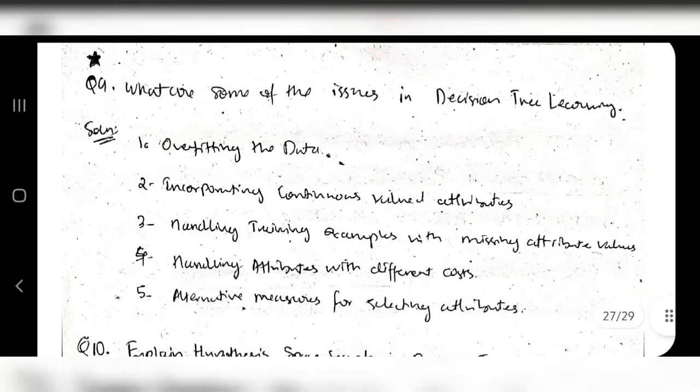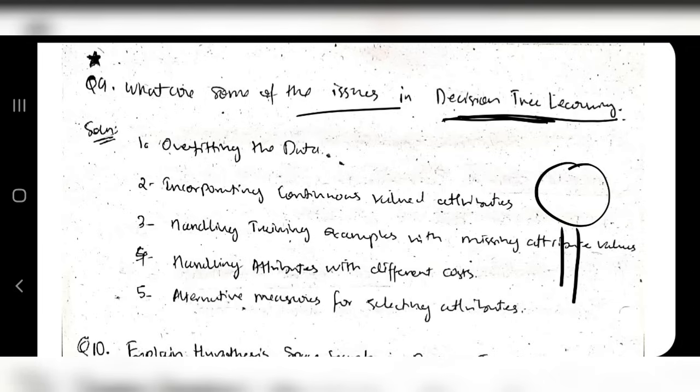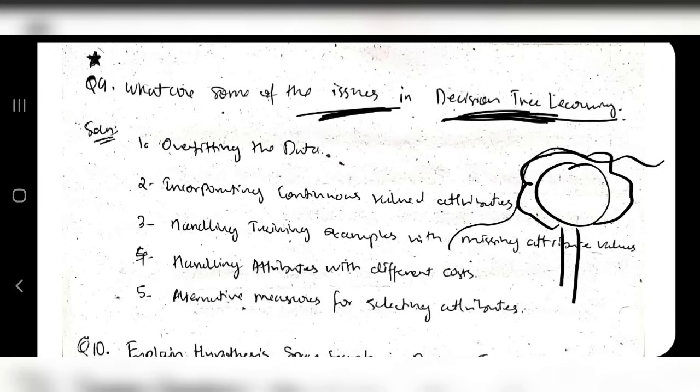Then the super important question: explain some of the issues in decision tree learning. Suppose there is a roller coaster, and in that roller coaster you go above a tree. Very weird roller coaster. You go above that tree like this, and you did not like this roller coaster at all. There were many issues like that. You have to remember the first thing: there is a roller coaster in which you ride upon the tree, and it was a very bad experience.